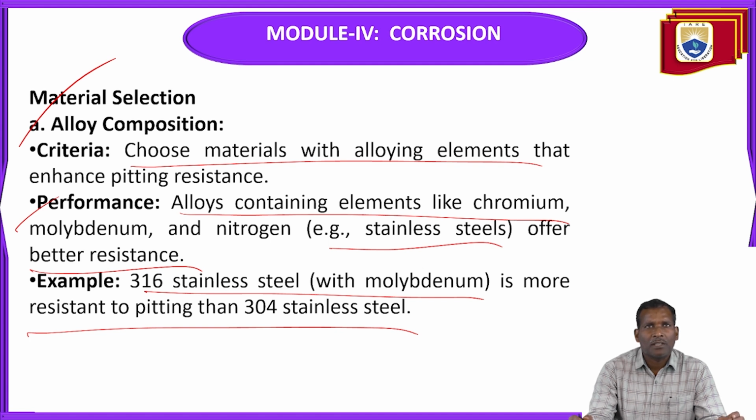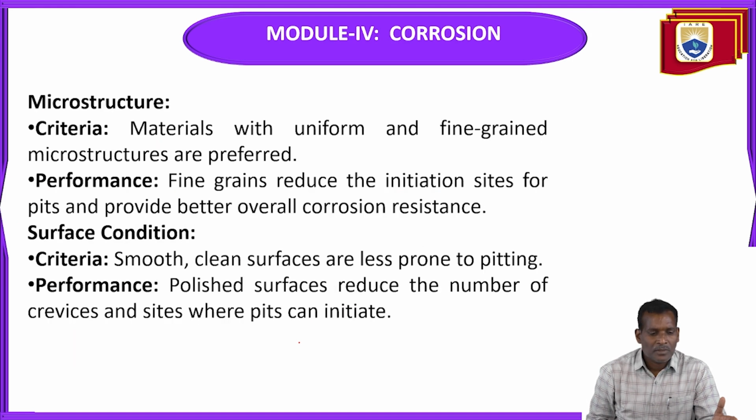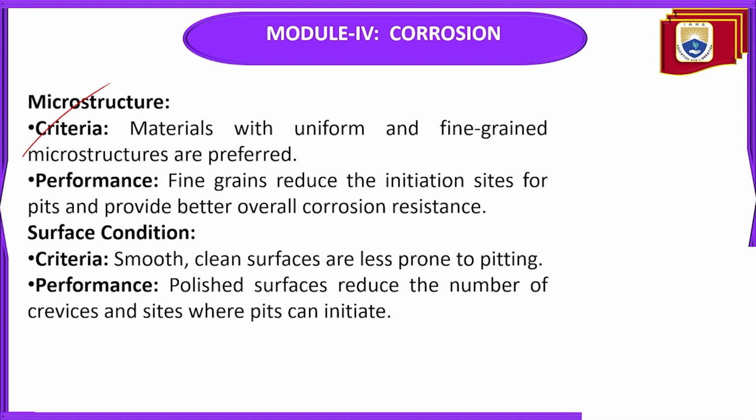So alloy composition also we have to concentrate on. The main criterion is alloy composition, and the example is that 316 stainless steel with molybdenum is more resistant to pitting than 304 stainless. Next, microstructure. The criterion is materials with uniform, fine grains, which reduce the initiation sites for pits and provide better overall corrosion resistance.